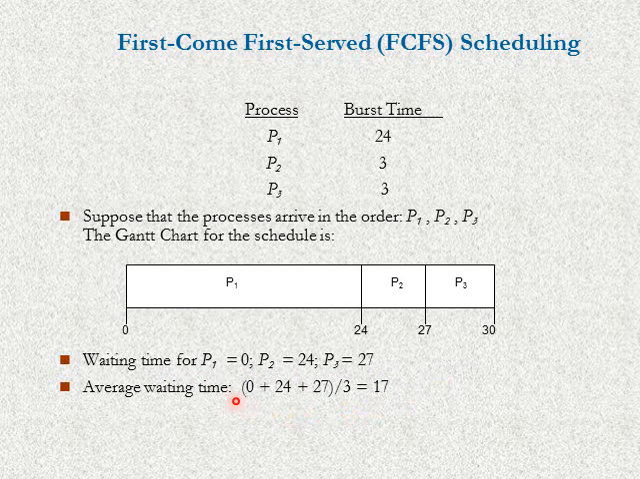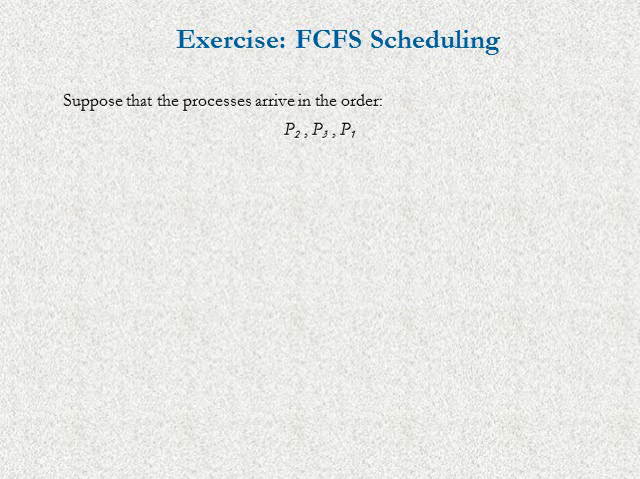The average waiting time can be calculated by adding all three of them and then dividing by 3, and you get the average waiting time for this particular scenario. So this average waiting time reflects how much a process has to wait on average before it can get into the processor. I hope that this concept is quite clear to you.